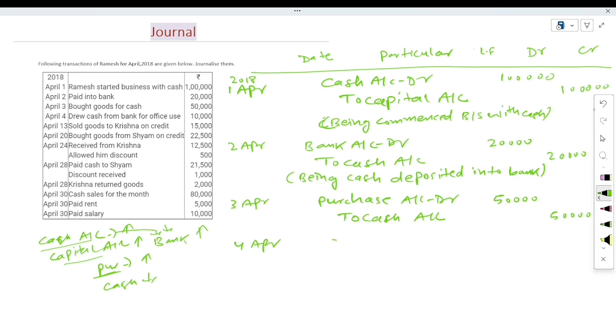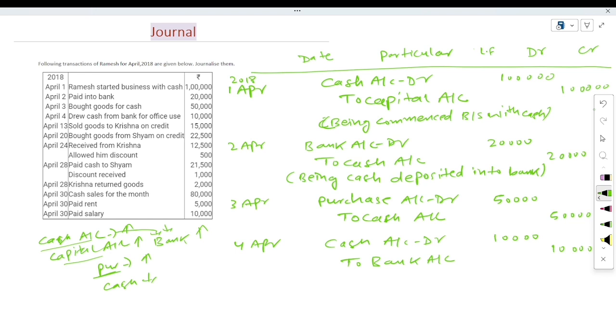It means cash account will be debit. We will write here cash account debit to bank account. This entry we will pass here. How much amount is he withdrawing? He is withdrawing 10,000. We will write here 10,000 as well as 10,000. You can write here narration: being cash withdrawn for office use.